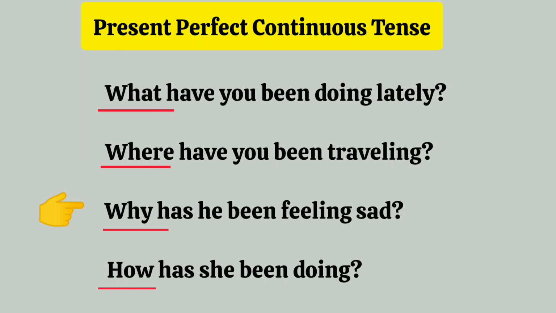Next, why has he been feeling sad? And the answer could be he has been feeling sad because his pet died. Or he has been sad because he broke up with his girlfriend. The last one, how has she been doing? The answer could be she's been doing well. Remember, she's is a contraction of she is.